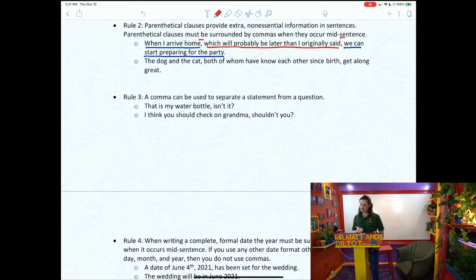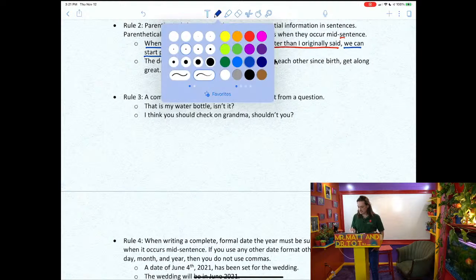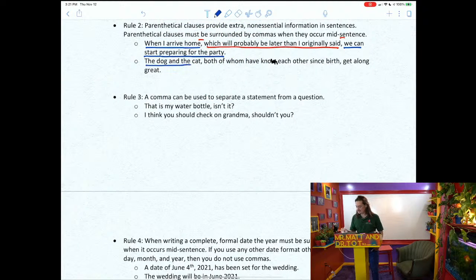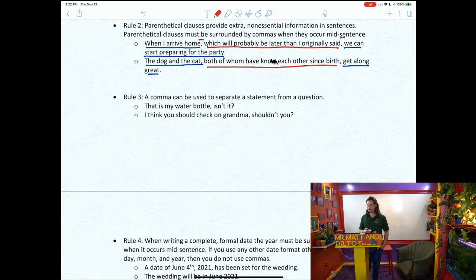The second example: the dog and the cat, both of whom have known each other, should be an N in there, known, my apologies, both of whom have known each other since birth, get along great. So again, the essential meaning is that the dog and the cat get along great. This extra information, both of whom have known each other since birth, is extra information. So it needs to be offset by 2 commas.